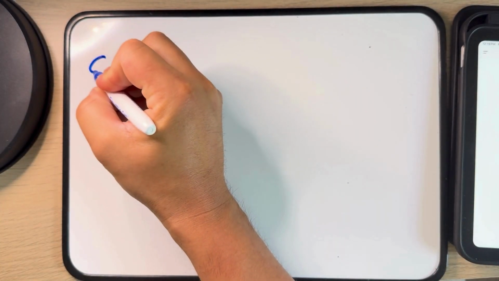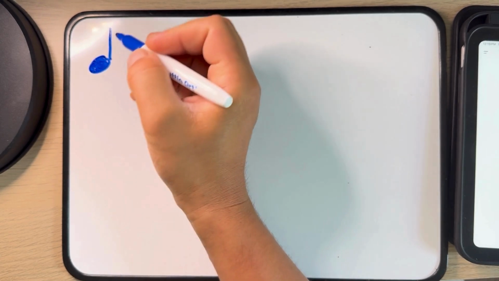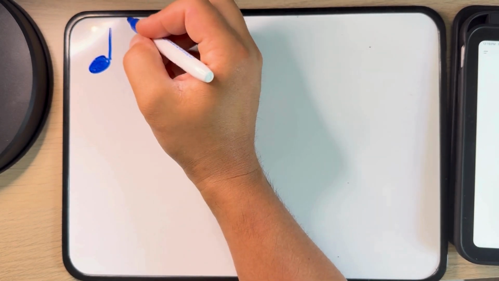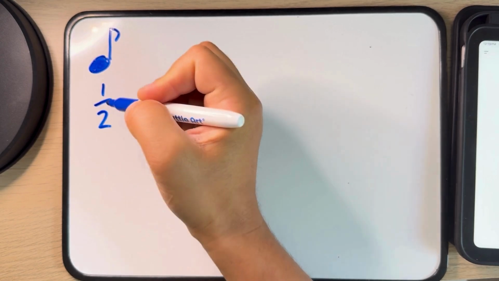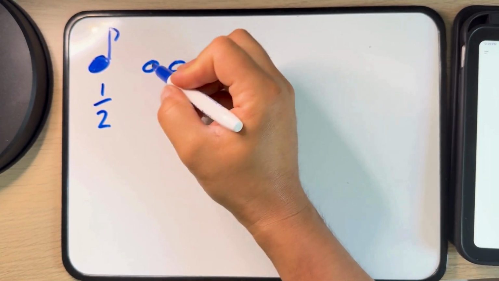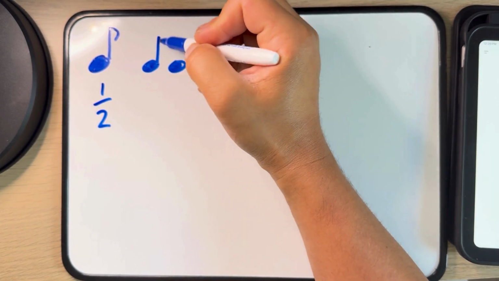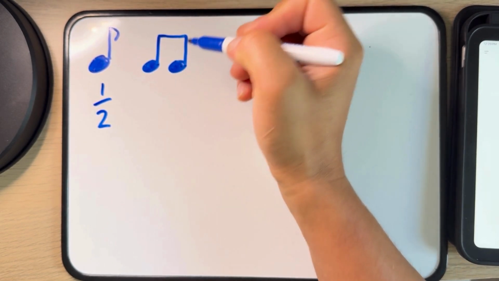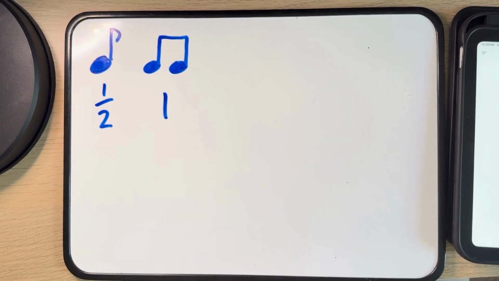First, let's look at the quaver. A quaver is worth half a beat. On its own, it looks like a crotchet, but it has a little flag. Most often though, we have quavers in groups of two. We put a beam across the top to join them together, and the two quavers together make one beat.